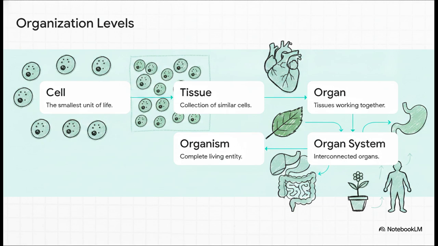But a single cell rarely acts alone in a large creature. Whether it's a plant or an animal, these cells organize themselves into a strict hierarchy. Similar cells group together to form a tissue. Then various tissues combine to create an organ, like a heart or a leaf. Those organs work in harmony within an organ system. And finally, all those systems operating together give us a complete, functioning, living organism. It is literally a masterpiece of biological engineering.